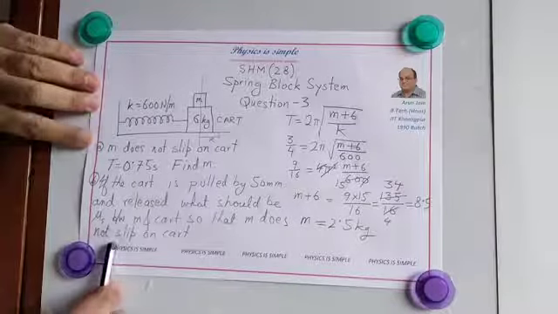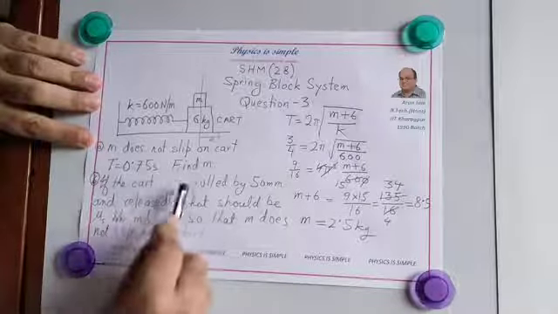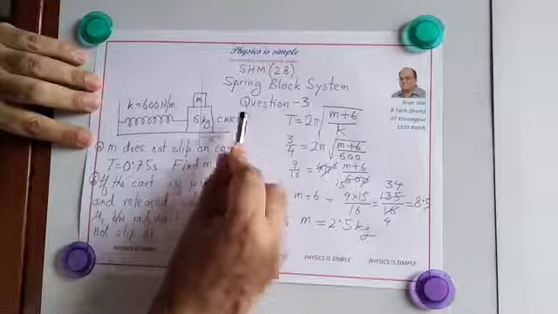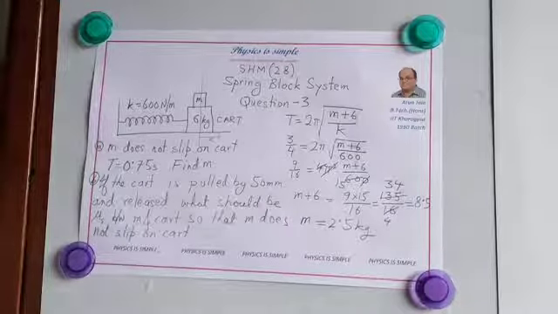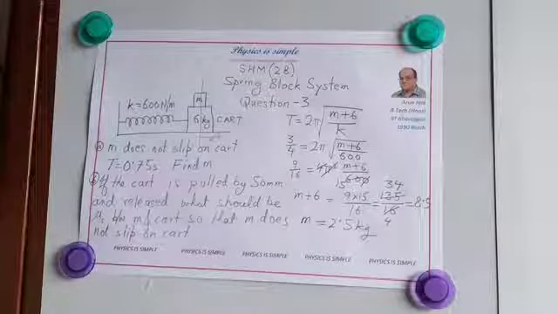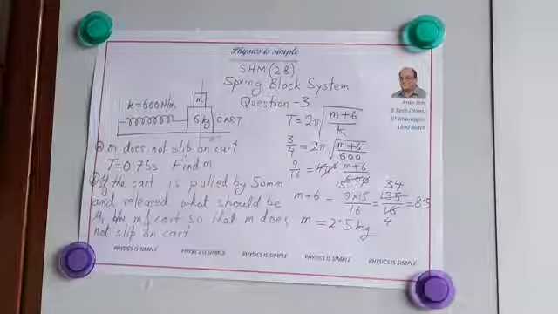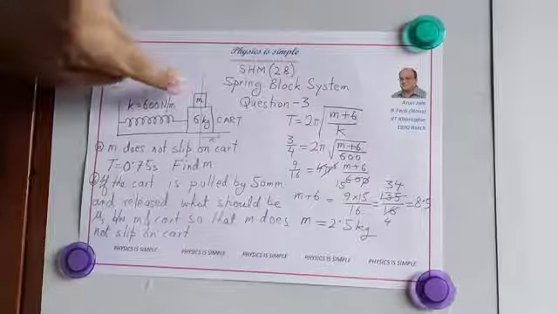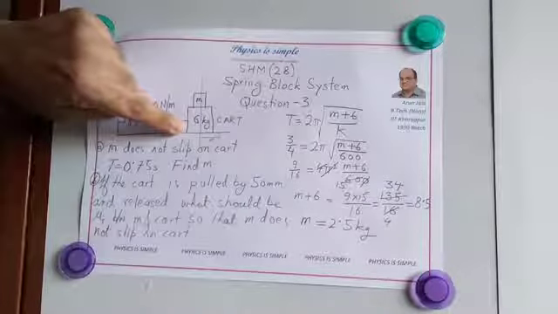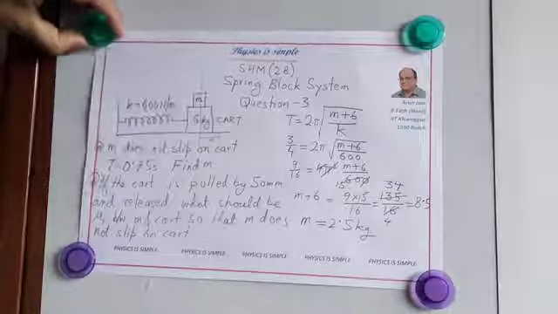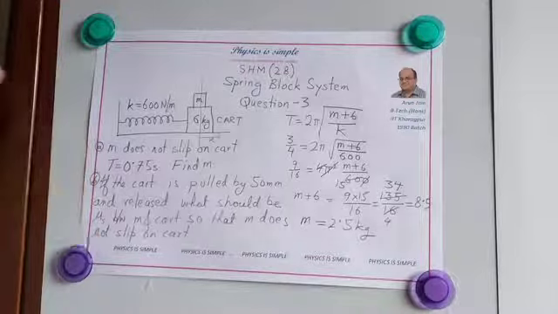Now the second part is, if this cart is pulled by 50 millimeter, that means the amplitude is 50 millimeter, and released, what should be the coefficient of static friction between M and the cart so that M does not slip on the cart, and that means they move together.